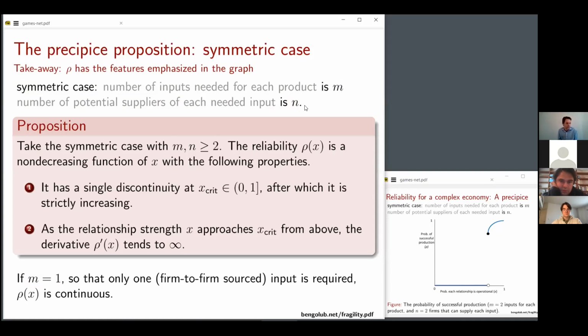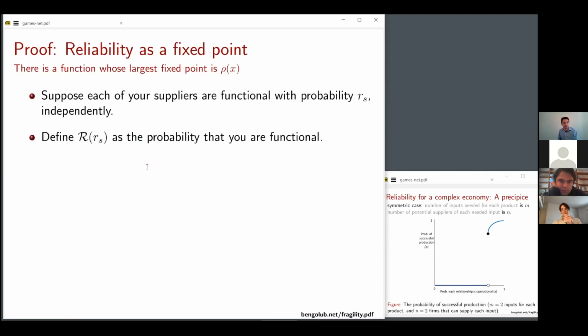So it's not. We've been asked periodically, "Oh, it must be because your economy is so symmetric that it has this precipice," and that's just not so. It's because it's complex. It's because you need two inputs at every stage of production to function that the economy ends up so sensitive, at least somewhere around this x.